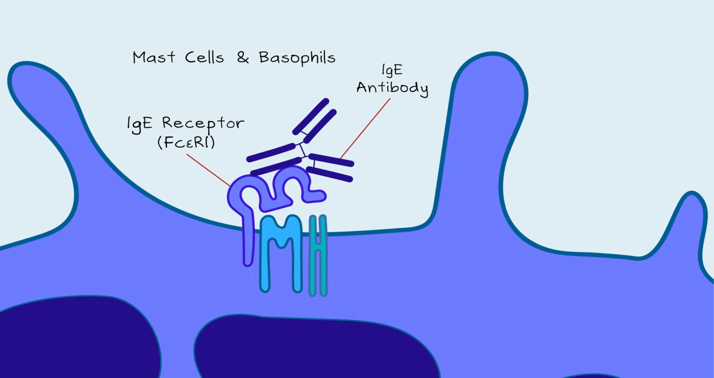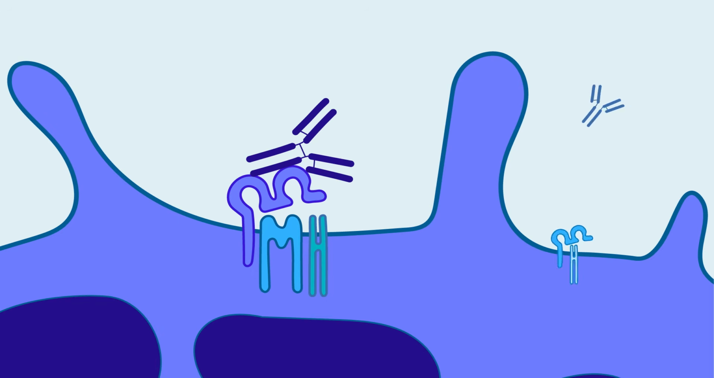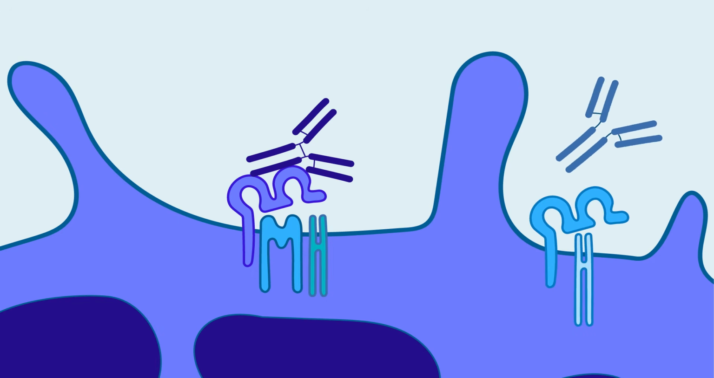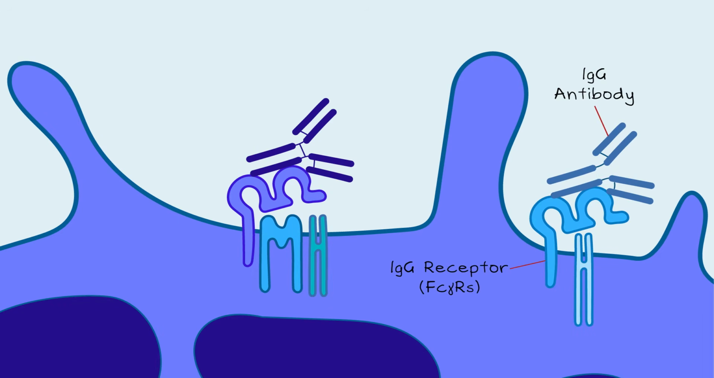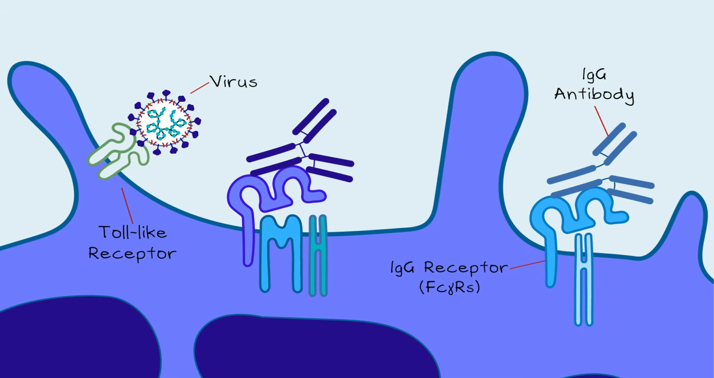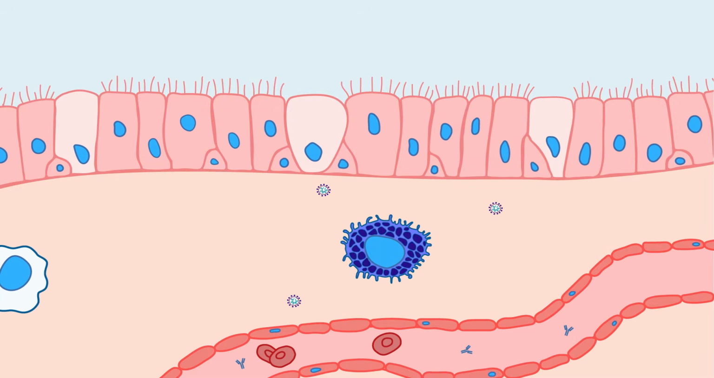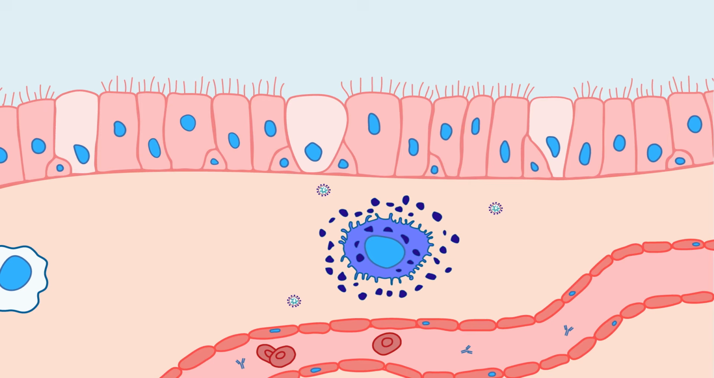The IgE antibody circulates through the body at minute levels. This low level is because the majority is bound to the IgE receptors. Mast cells also have other receptors. They can respond to IgG antibodies and components of bacteria and viruses. Within seconds of receptor binding, they can release their granules.